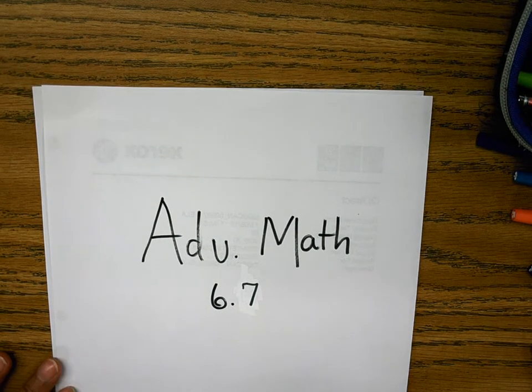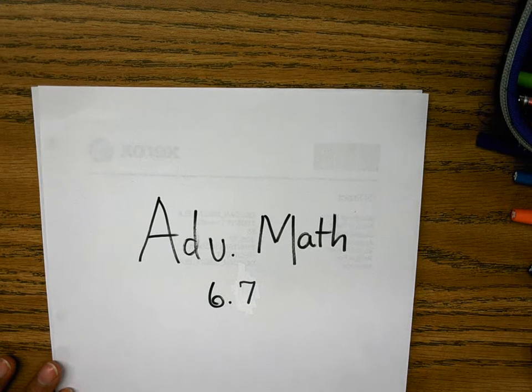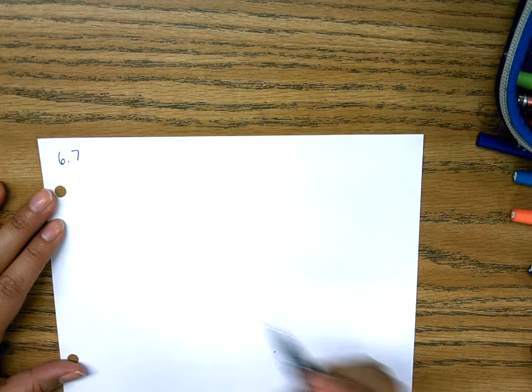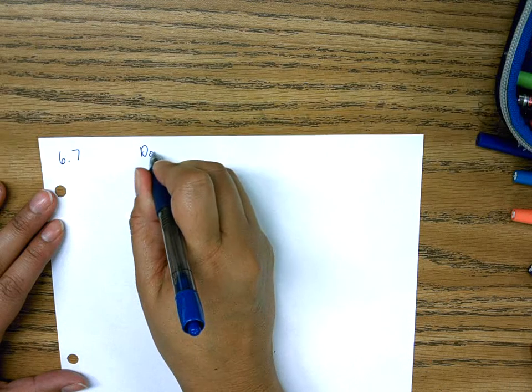This is Advanced Math, Unit 6, Lesson 7. Double angle proofs.